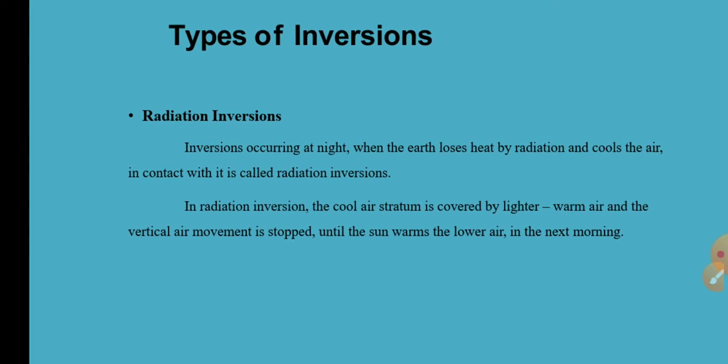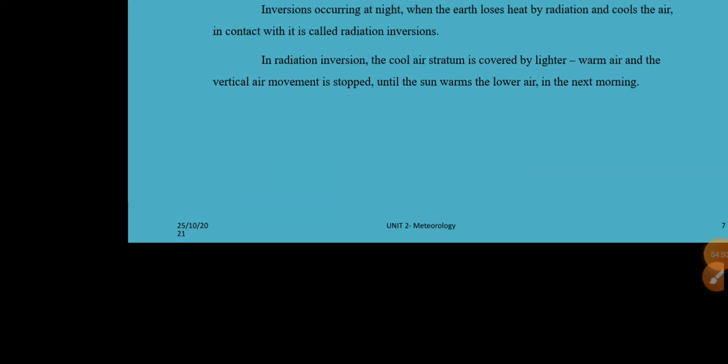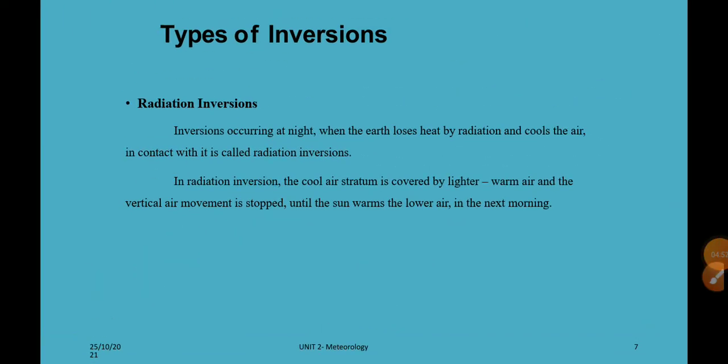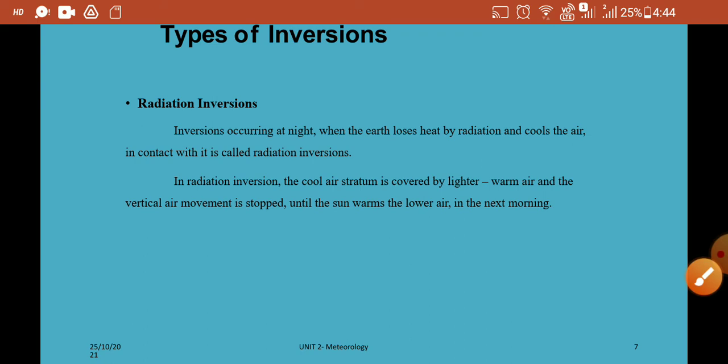Radiation inversion is the inversion which occurs at night when the earth loses heat by radiation. This process usually takes place at night, when the earth loses heat by radiation and cools the air in contact with it. In radiation inversions, the cold air is covered by lighter warm air, and vertical air movement is stopped until the sun warms the lower air the next morning.